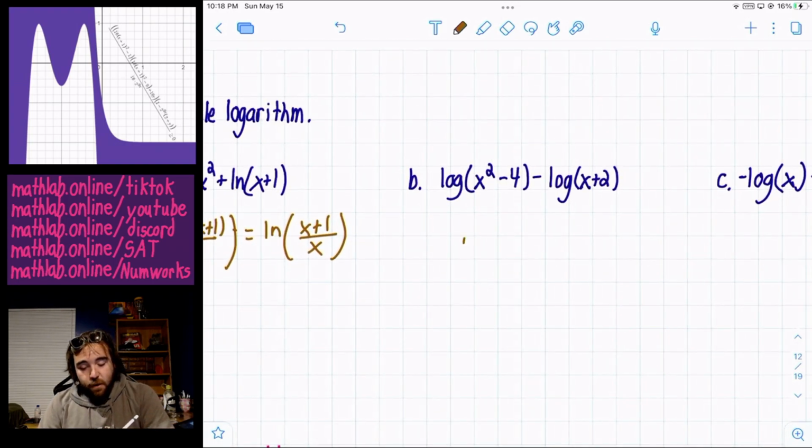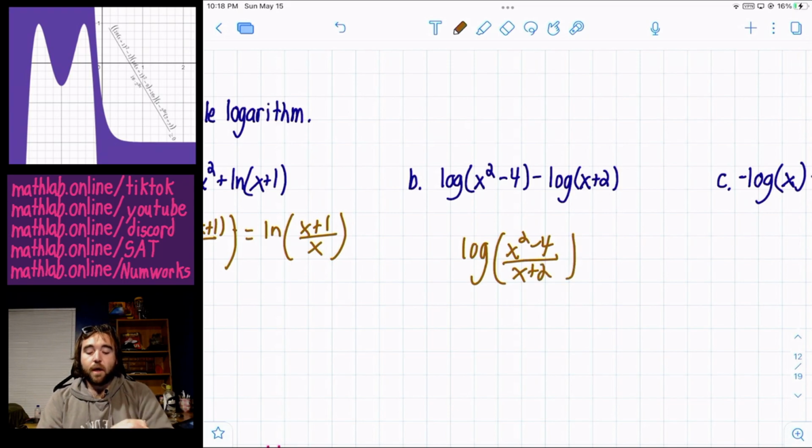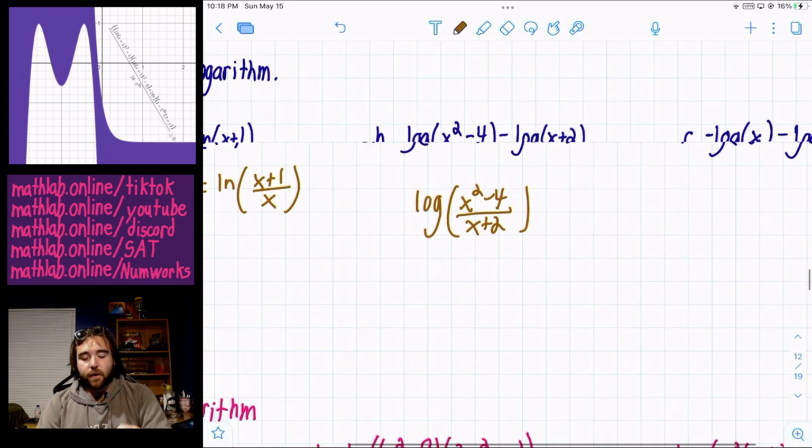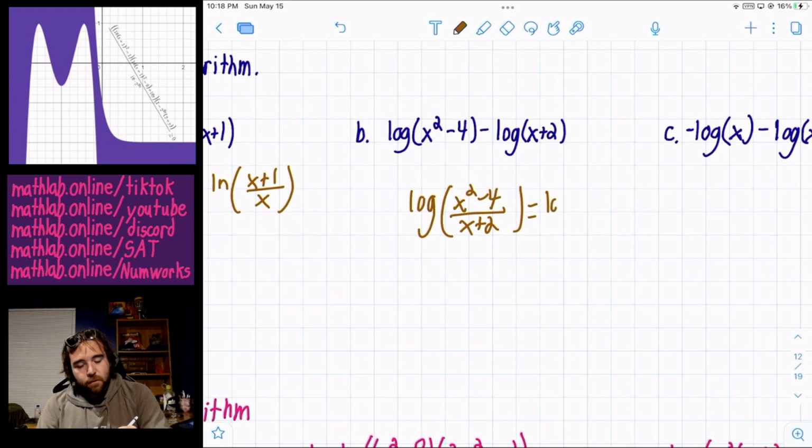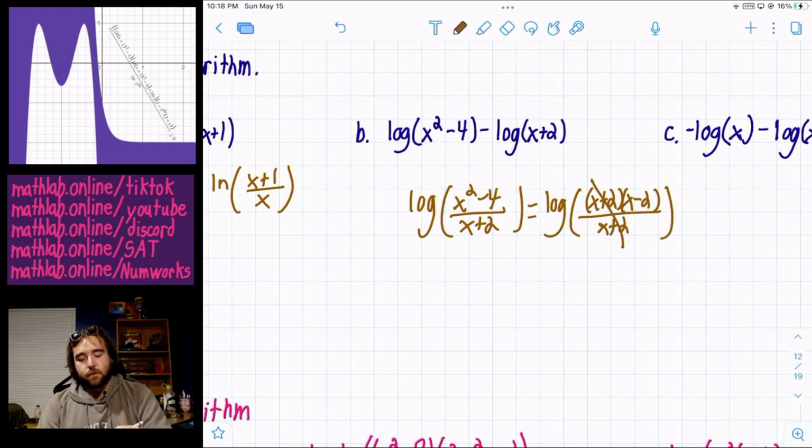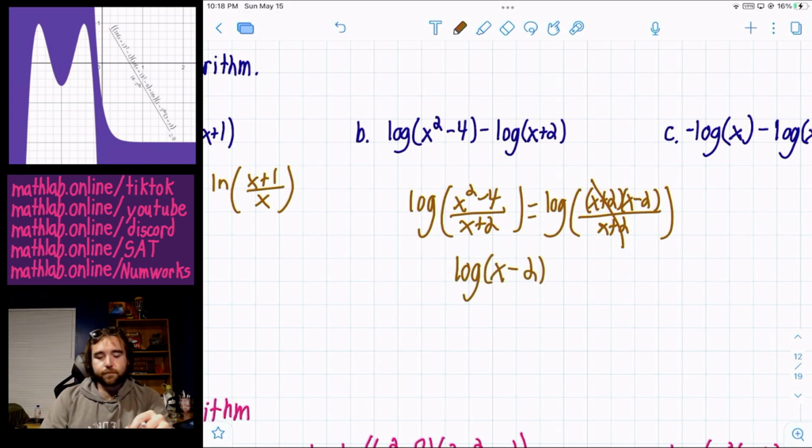We're going to do the same thing here. So we have the log of x squared minus 4 over x plus 2. And so we've got to know the difference of two squares. That's going to factor. So that's the log of x plus 2 times x minus 2 over x plus 2. So then those cancel out. And it's the log of x minus 2.